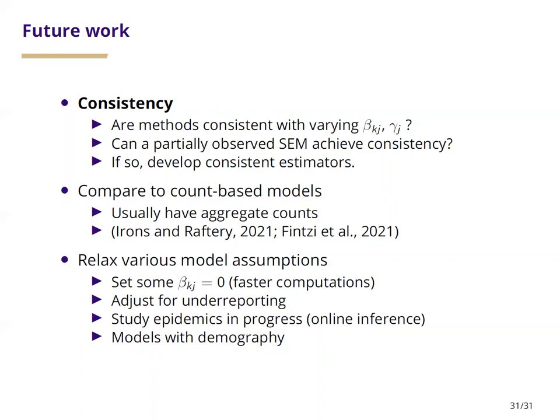And then, of course, we'd like to relax various model assumptions to have even more flexible and general epidemiological models. For example, we could set some of these infection rates, beta kj, equal to 0. This would both result in faster computations, but also this framework is inherently a network in some sense. And you would think that some individuals are certainly not going to infect other individuals depending on some social networks.